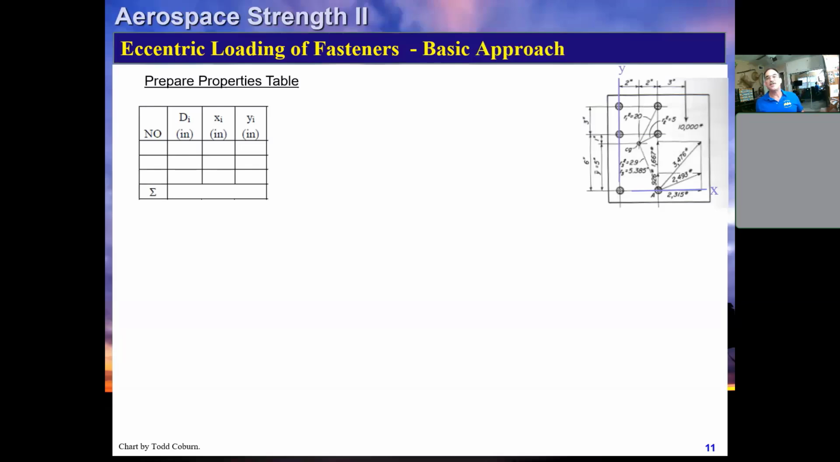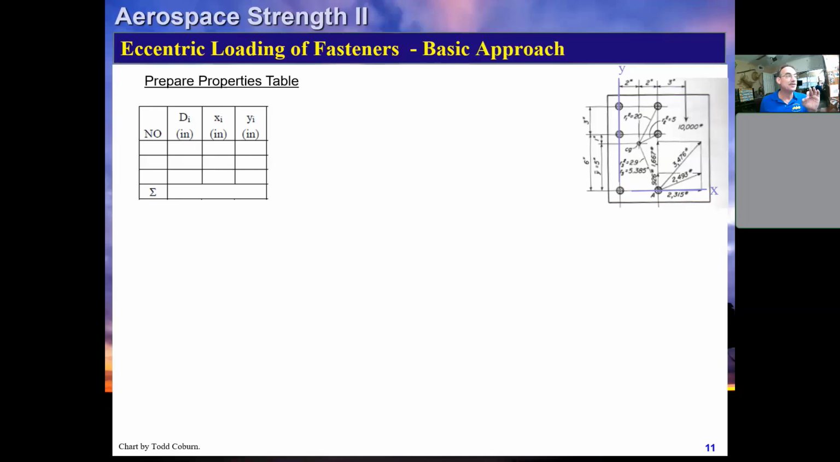We're going to identify each fastener, so we'll have 1, 2, 3, 4, 5, however many fasteners we have. Now we could skip the diameter and just put the area, but I recommend you put in the first column your diameter of each fastener, okay? That will help you to keep track of what you're looking at. If you have all the same diameter, it's not that critical, but if you have different diameters of fasteners, it is important that you do this correctly. So stick in the diameter of each fastener.